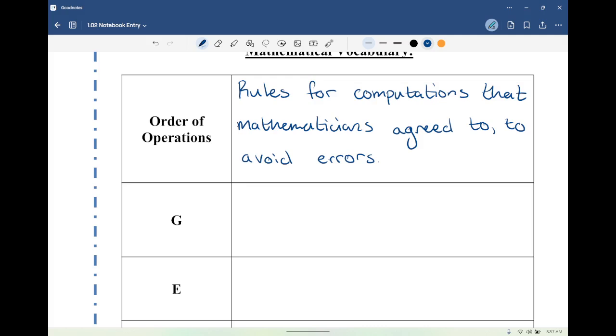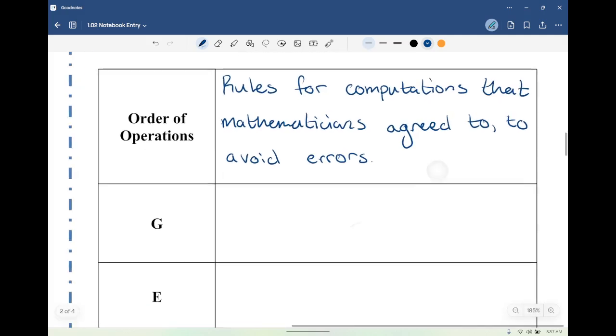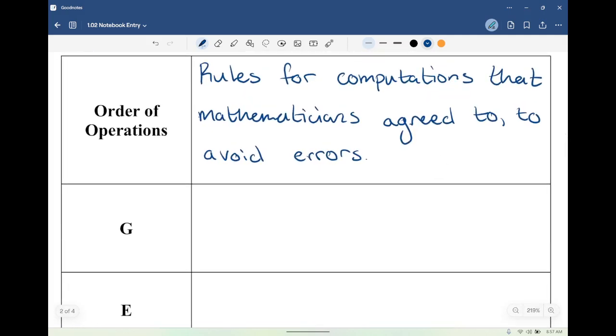Prosper, question. Yes, mathematicians agreed to avoid errors. Yes, that's meant to be there twice. Thank you. And so now we've actually already heard from Terrell what these are. We just want to stamp them.